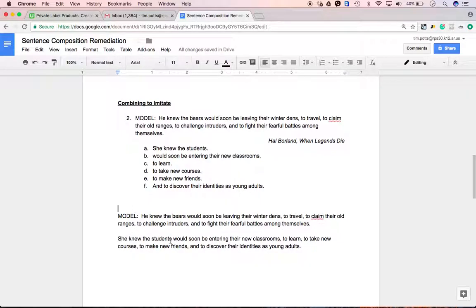He knew the bears, she knew the students. Would soon be leaving their winter dens, would soon be entering their new classrooms. To learn, to travel, to claim their old ranges, to take new courses, to challenge intruders, to make new friends, and to fight their fearful battles among themselves, and to discover their identities as young adults. See how it imitates? So now you try.